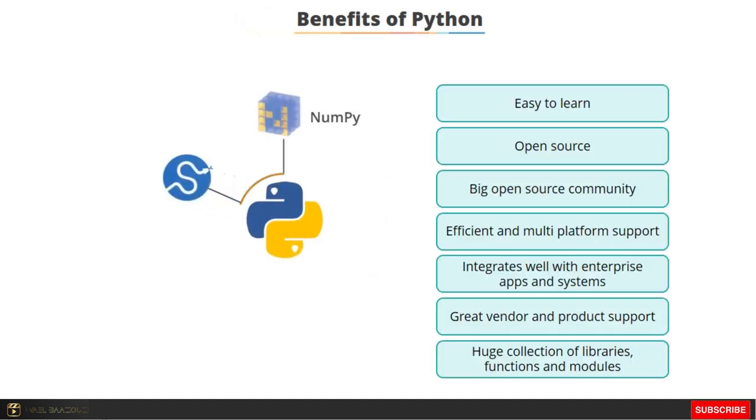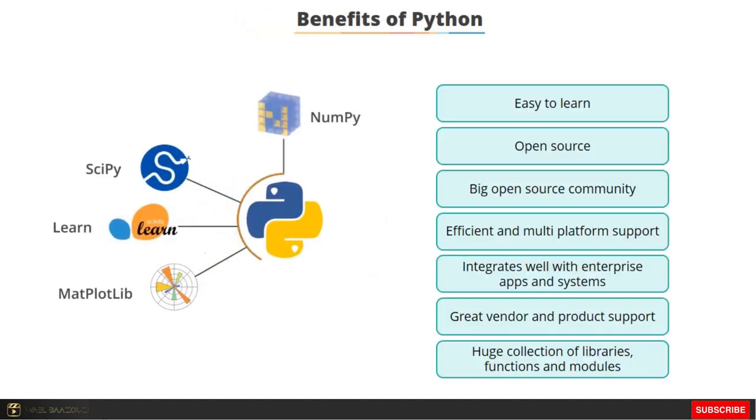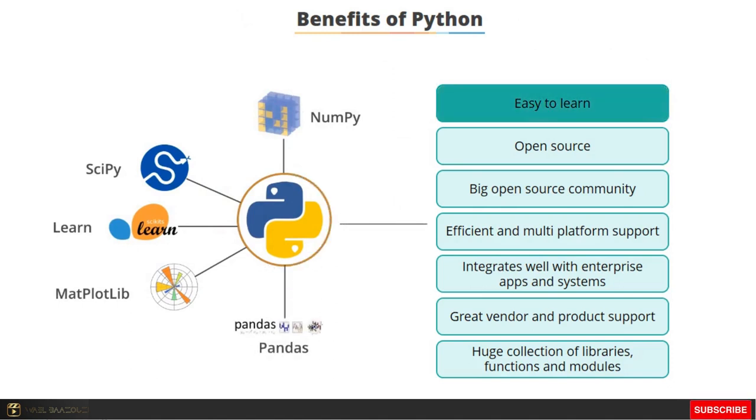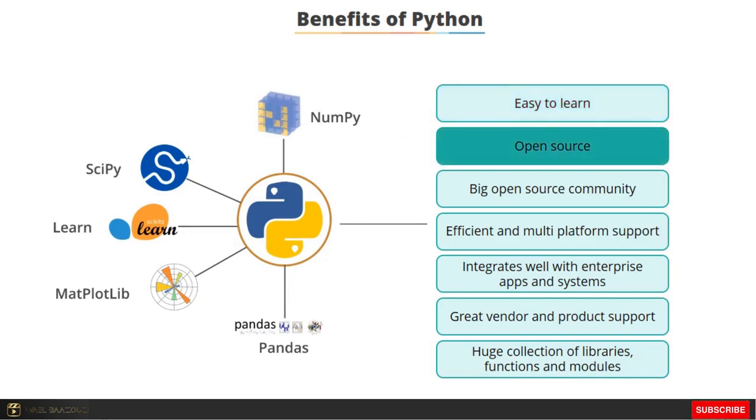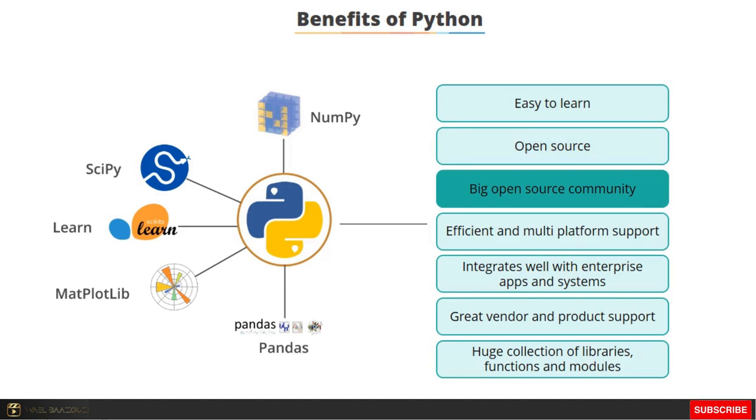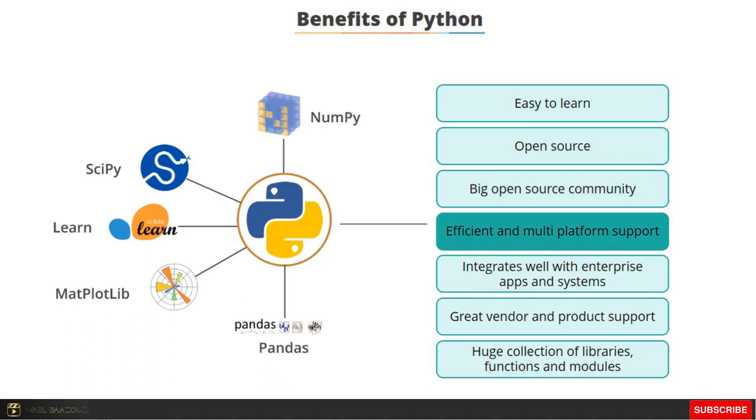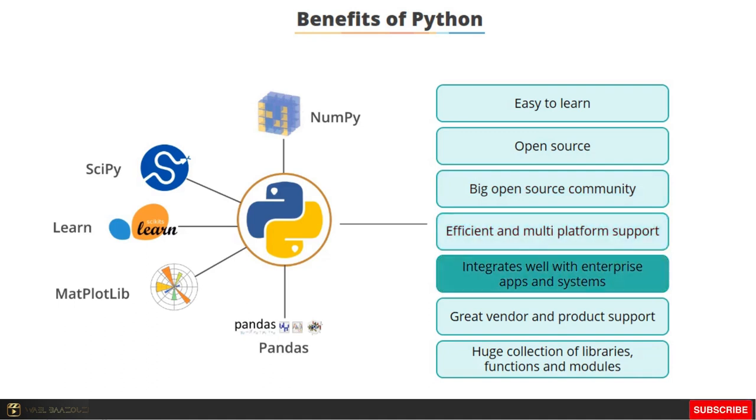There are numerous factors which position Python well and make it the tool for data science. Python is easy to learn. It's a general purpose, function, and object-oriented programming language. As Python is an open source programming language, it is readily available, easy to install, and easy to get started with. It also has a large open source community for software development and support. Python and its tools enjoy multi-platform support. Applications developed with Python integrate easily with other enterprise systems and applications.